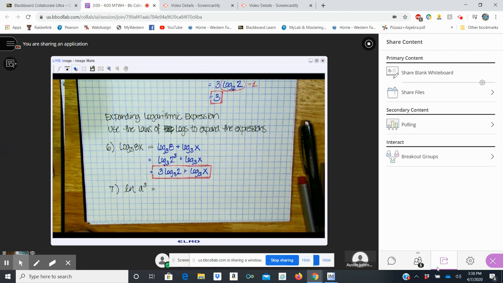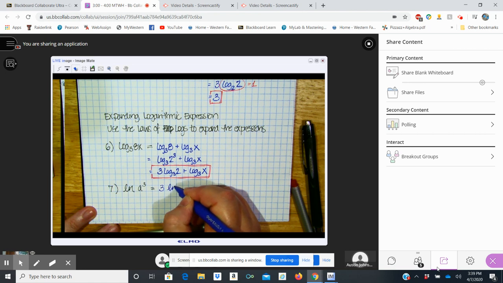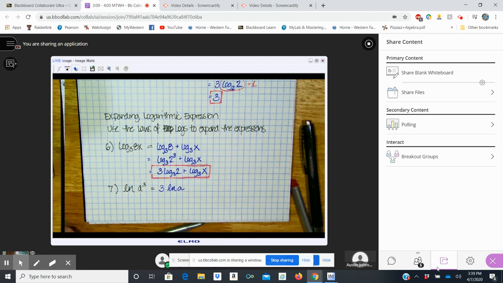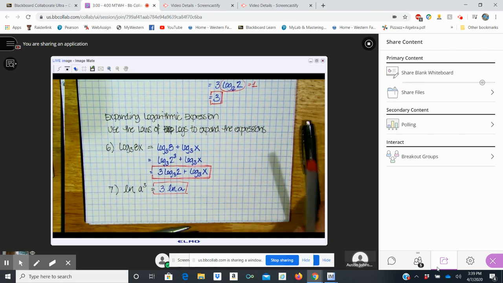Likewise, if I have something like ln of a to the third, we're asking you to see that that a to the third power can pull the 3 out front. And I can rewrite this as 3 times the natural log of a. Can't do anything more to it. That's it.